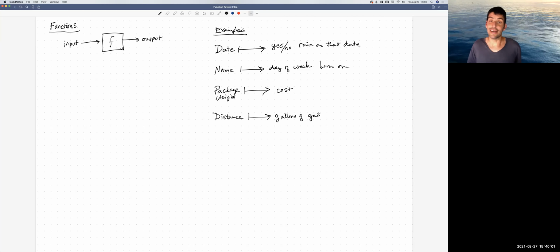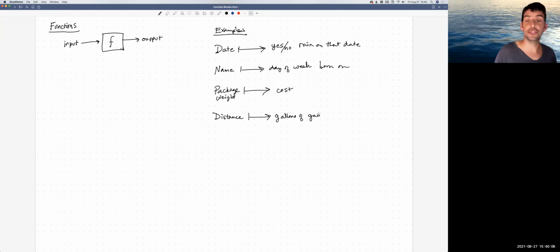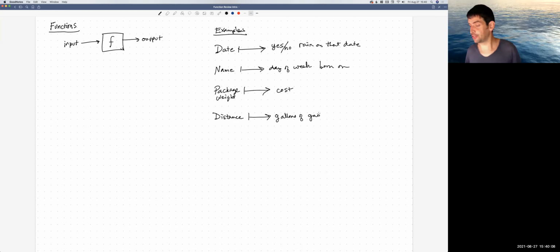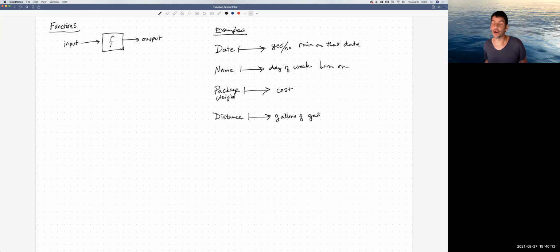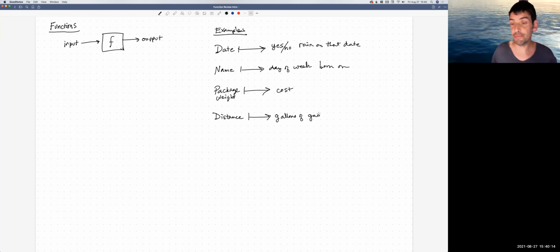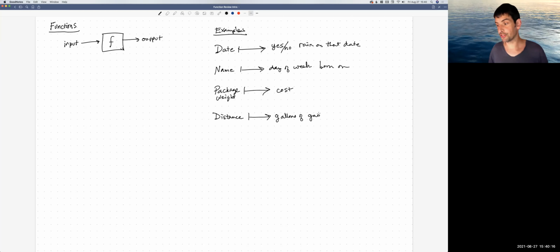Most of the functions that we use, actually all the functions that we'll typically use in a calculus course, are going to be functions where the input and the outputs are numbers.